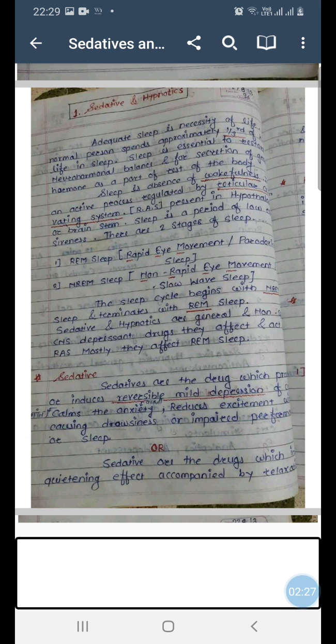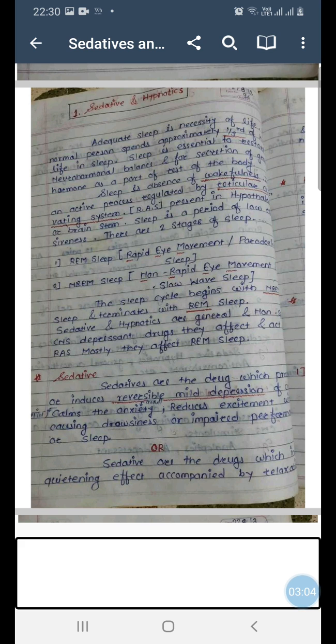Now, these two types of activity, sedative and hypnotic, lie in the same drug. The same drug can act as a hypnotic or it can act as a sedative. If you reduce the dose to half, it may act as a sedative. If you double the dose, it will act as a hypnotic. So, in short, you can say that sedatives are mild CNS depressants while hypnotics are strong CNS depressants.